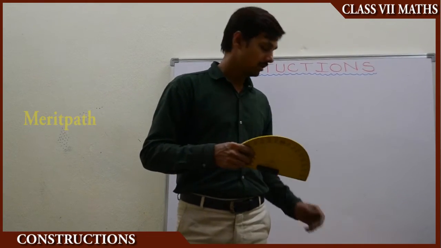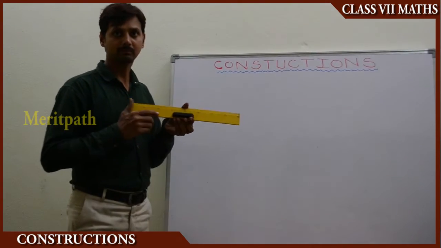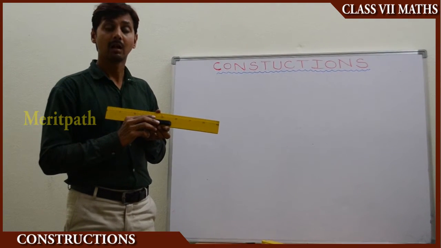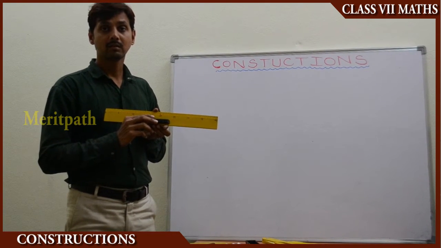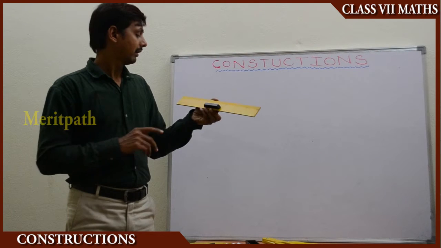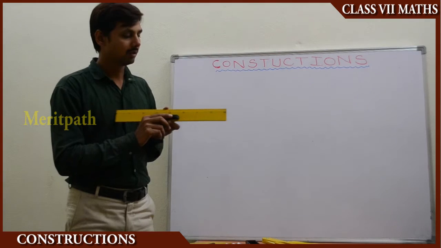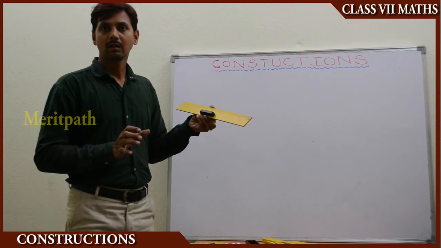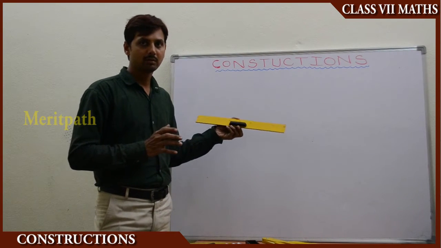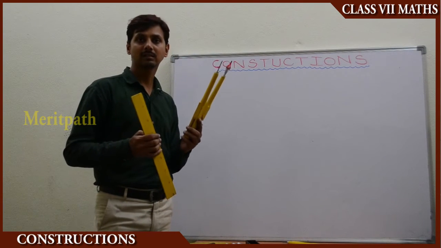This is a ruler or scale, and using this scale we'll measure the line segments and we'll draw line segments of a particular measurement. It is marked here from 0 to 40 centimeters. Without the actual measurements, we'll draw the line segments using this whiteboard, and this is called a compass.